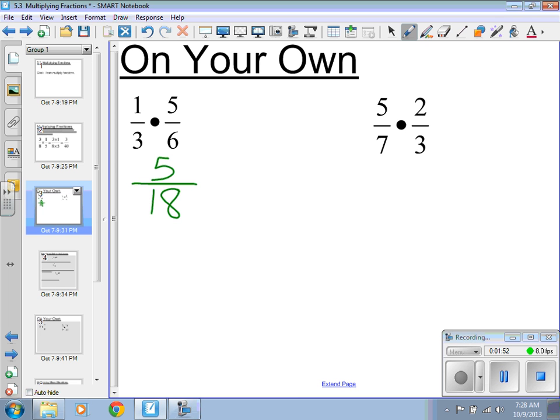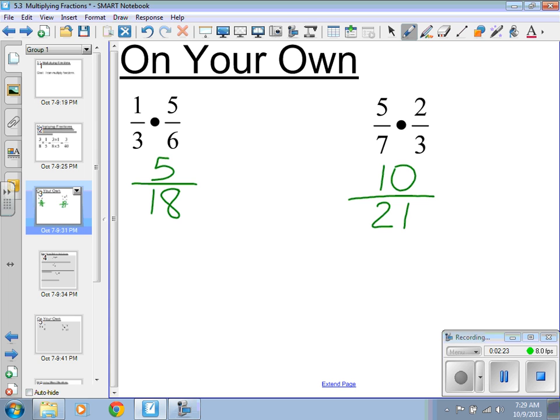Our next problem is 5/7 times 2/3. You work this out. Pause it first, of course. I'm going to work it out now. 5 times 2 is 10. 7 times 3 is 21. Again, can this be simplified? The answer is no, because we have no common factors of 10 and 21.